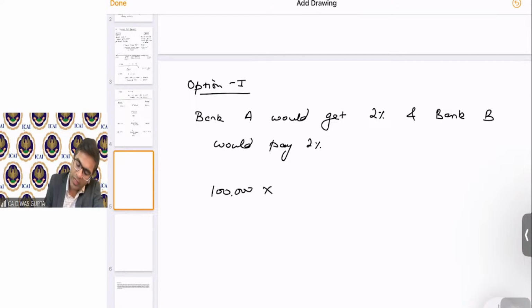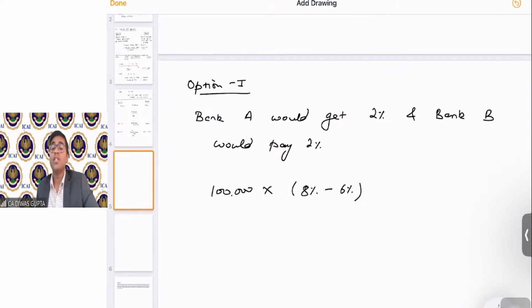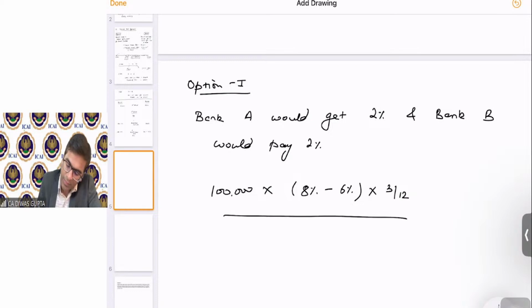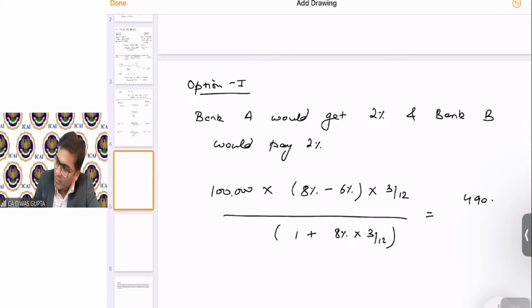First of all, on 1 lakh, 8% minus 6% is what we are doing. 8% is the current market interest, and 6% is the market interest which we have agreed at the inception. What is the duration for this? 3 by 12. Whole divided by 1 plus 8% into 3 by 12. So this comes out to be 490.19.